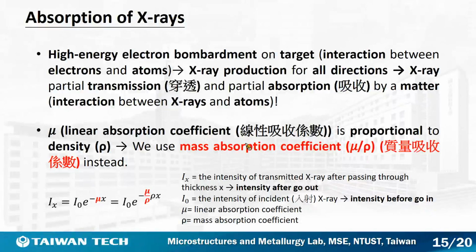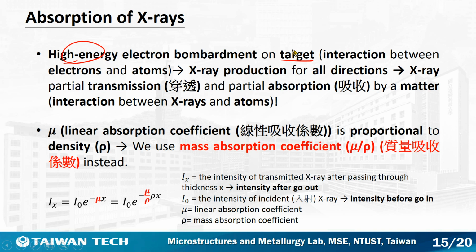And let's talk about the absorption behavior of X-ray. So now we know how we produce X-ray. We first use high energy or accelerating electrons for bombardment on a target, that is, the interaction between electrons and atoms. It will produce X-rays in all directions. This is the continuous spectrum.